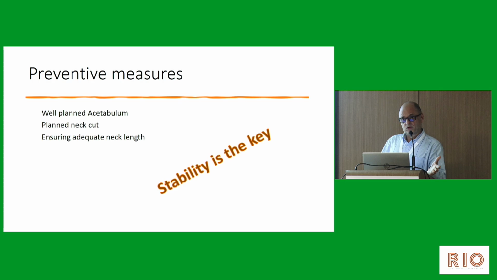So as I said, preventive measures are very important because stability is the key. You're focused on stability. So on table, whatever gives you stability is the real length that you are going to achieve. So a well-planned acetabulum, a planned neck cut, and ensuring adequate neck length are the most important tools you have in correcting. After that, it is only the stability which will guide you.